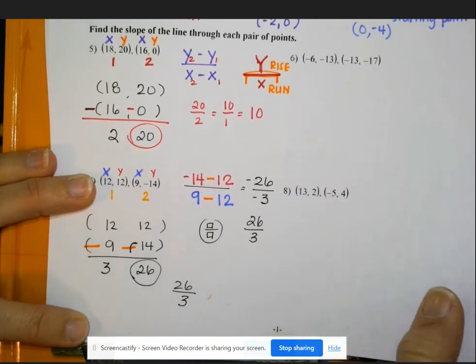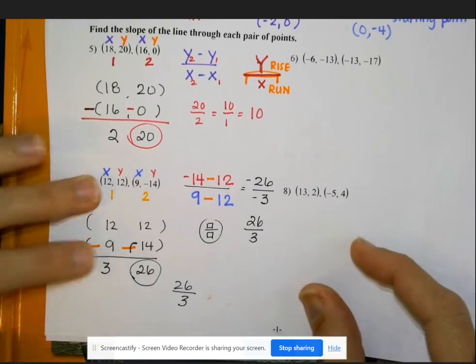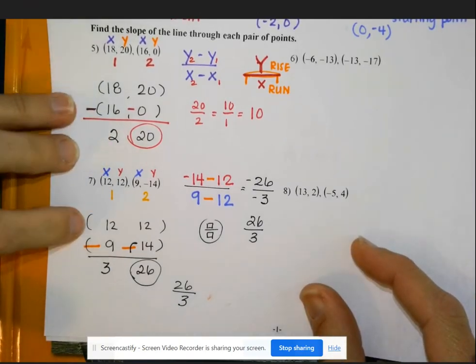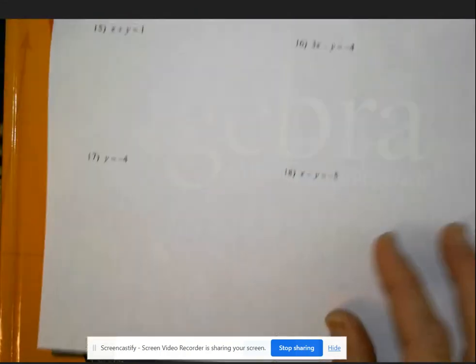Any question about either one of those, guys? This is where I typically watch students kind of get hung up. Okay, thank you for the note.